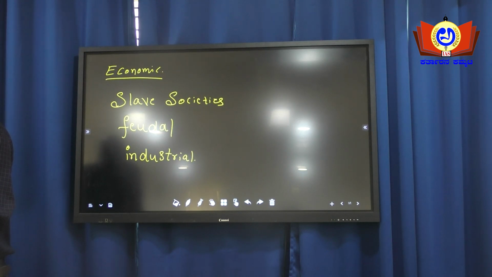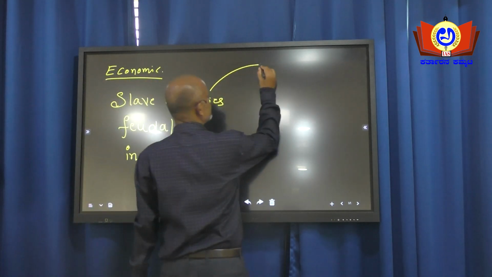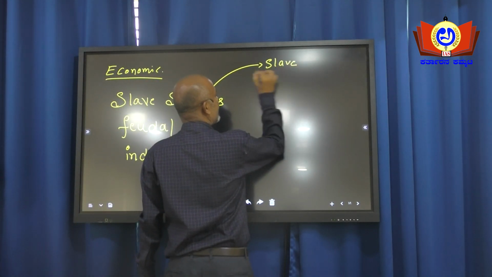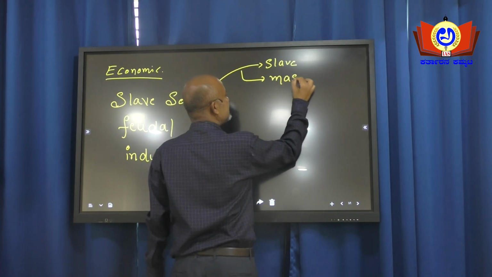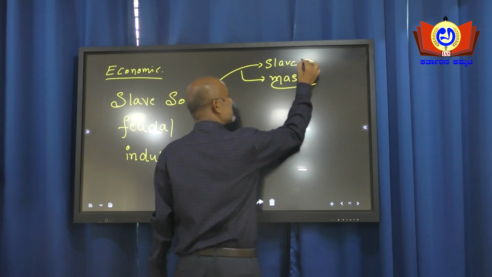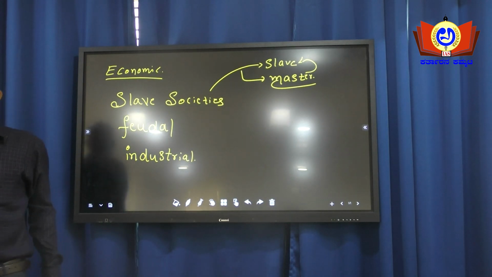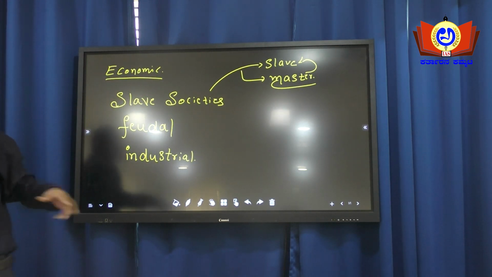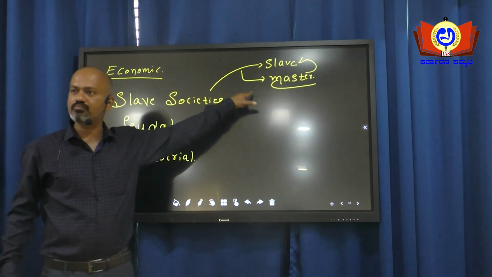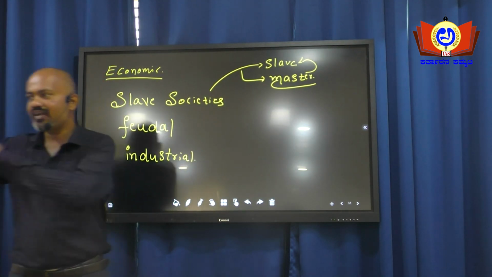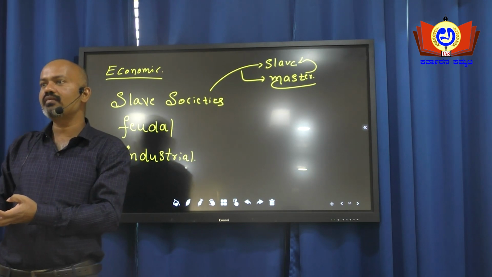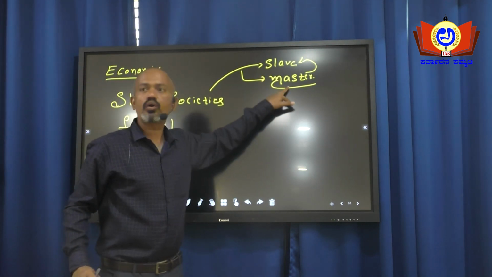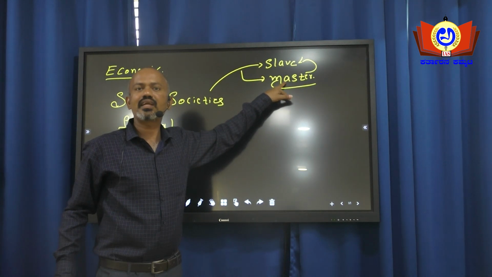In the first one, there was a relation between a slave and master. Master was controlling slave. For the production of food in farming and all, they were actually buying slaves. They were not employing them, they were buying them, because a slave was considered the property of that master. They used to fix an amount. They bought slaves like we buy fruits from the market, and employed them in farming and agricultural work.